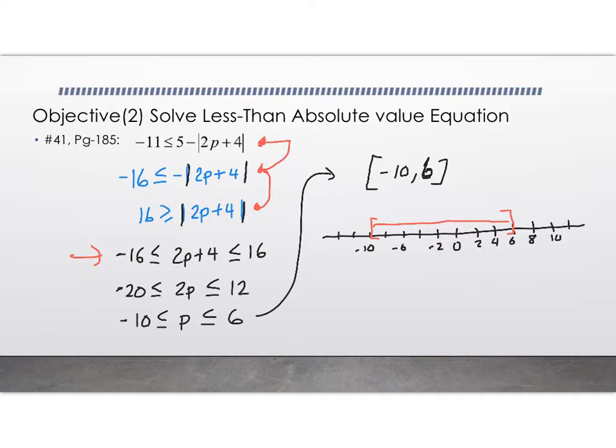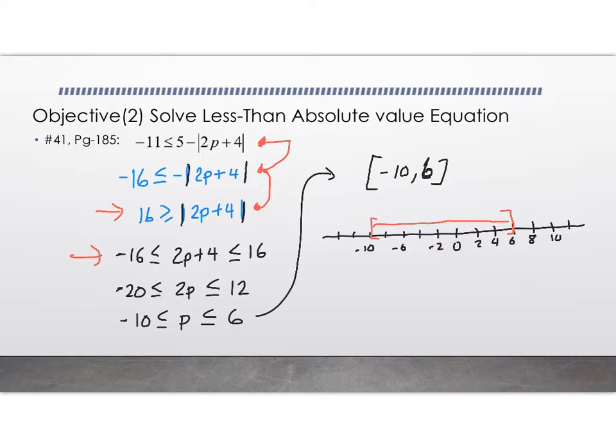So whenever we have this situation where we have a number greater than an absolute value, when we take the absolute value sign away, we have whatever is inside the absolute value between the numbers, the negative part of the number and the positive part of the number.